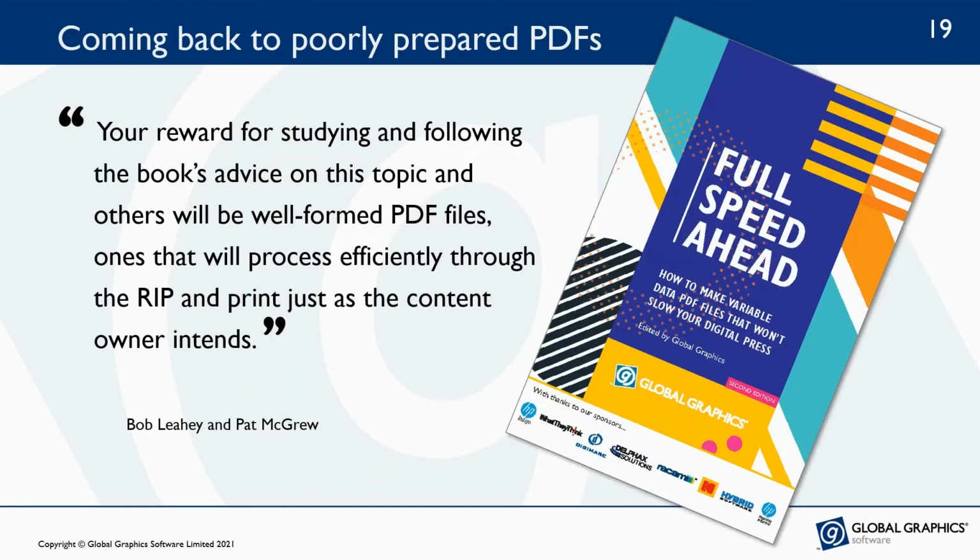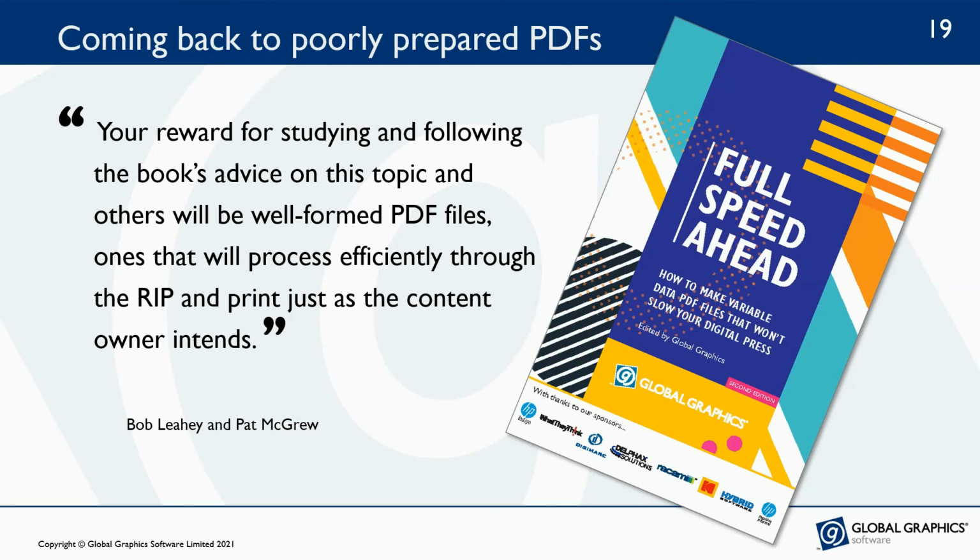Coming back to poorly prepared PDFs, most press or DFE vendors don't have much, if any, control over how PDF files are built, so you'll need to make sure that your DFE can handle reasonably inefficient files. But we can help you with that as well in two different ways, beyond, of course, making sure that Harlequin can process those files as quickly as possible. We've provided a lot of pointers for file creators in our guide, Full Speed Ahead: How to Make Variable Data PDF Files That Won't Slow Your Digital Press. I'll give you a link at the end of this presentation, and that link can also be shared with print service providers and converters, and with their customers, and the designers building work for them.